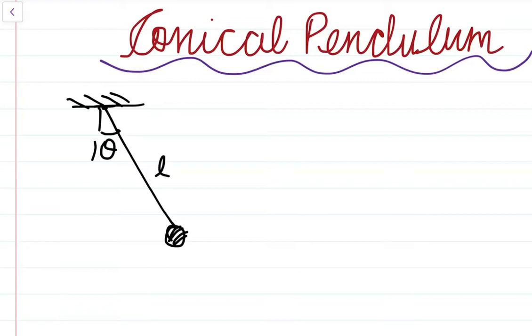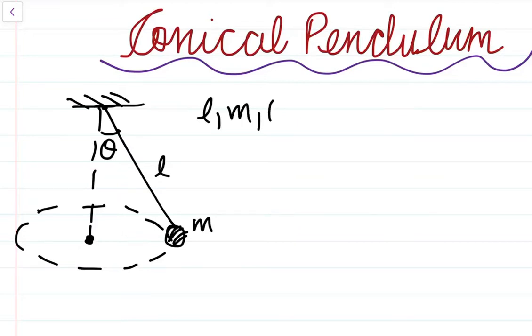So it will be moving in a horizontal circle like this. Understood? Clear? And we only know L, theta and the mass m of the bob. We only know these three things, nothing else. So let the bob be moving with a speed v tangential.